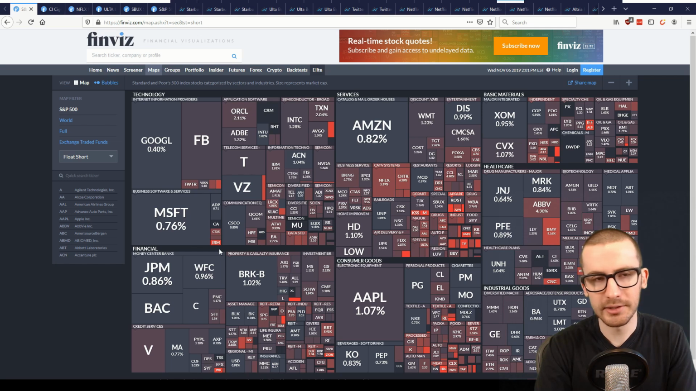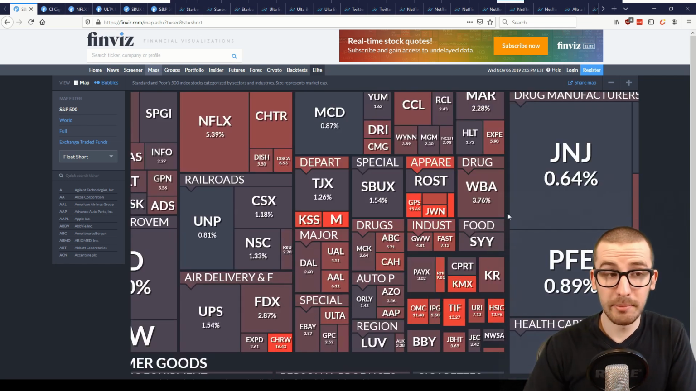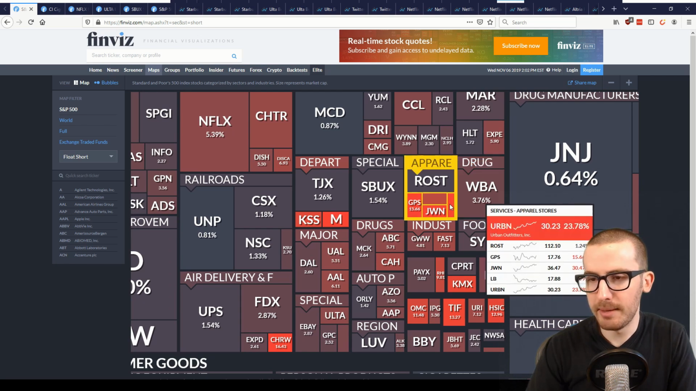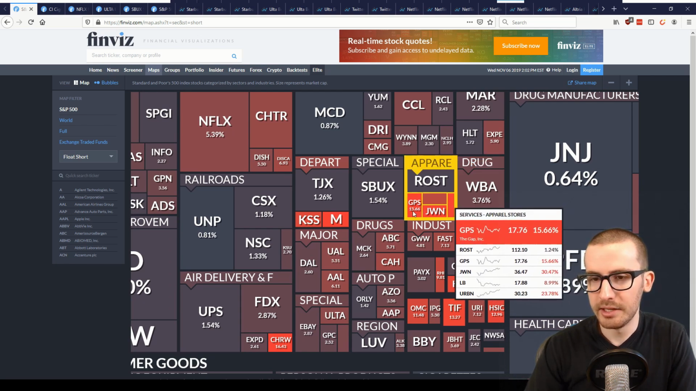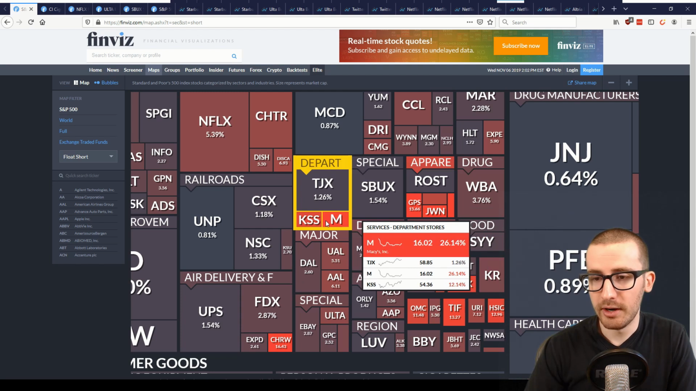Oftentimes, highly shorted stocks are in industries that are likely seeing a secular decline or have other negative forces acting upon them, at least in the short term. For instance, it probably doesn't come as too much of a surprise that many of the apparel retailers, as well as some of the department stores, are some of the most heavily shorted stocks in the S&P 500.